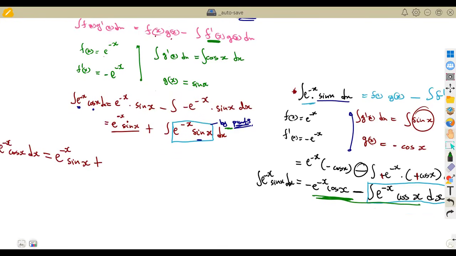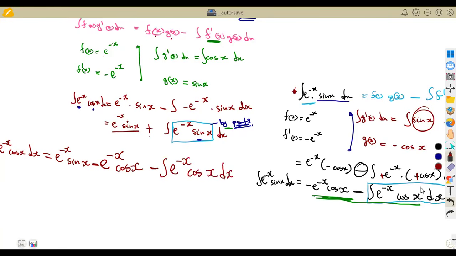So we're going to add. Addition does not affect a plus and a minus. It remains as a minus. So this will be a minus because there is a plus. So plus and a minus is going to be a minus. So this will be minus e to the exponent of minus x like this, the cosine of x. All right, then plus and a minus here still remains as a minus. So it will be minus the integral of e to the exponent of minus x cos of x dx.